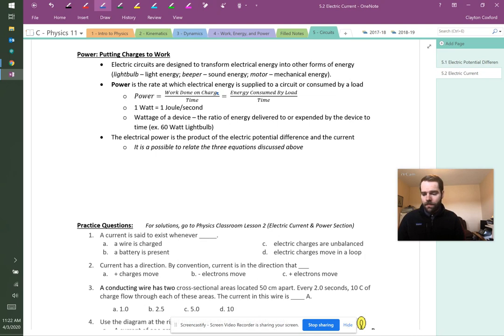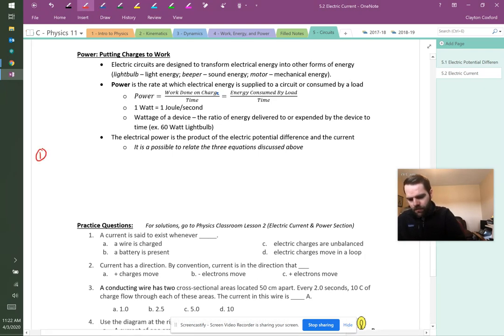Now, how is this useful for us in terms of circuits? Because, as I said in the previous videos, we're not actually interested in knowing exactly how much energy a charge has or how much work is being done. We're talking about voltage and we're talking about current. So let's see if we can somehow relate some equations. And so we have a few equations here.